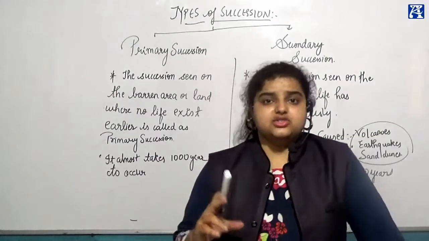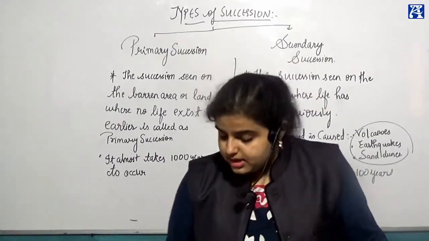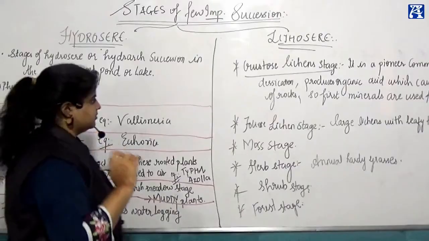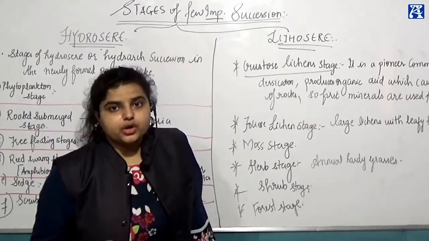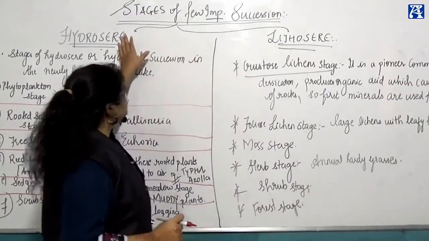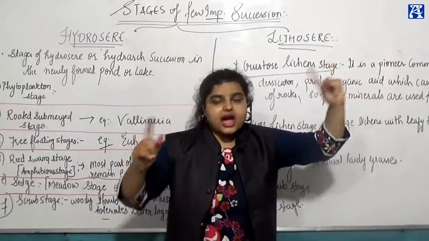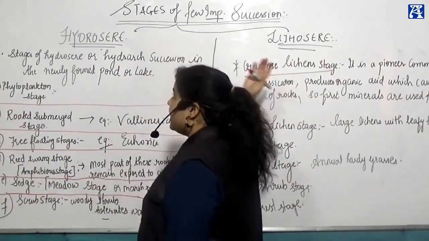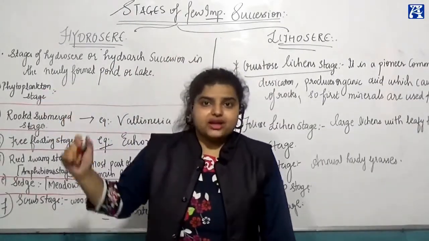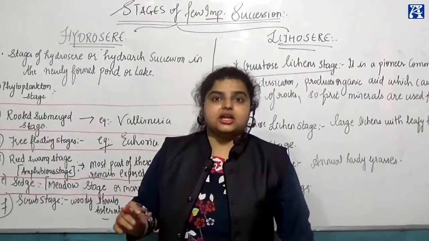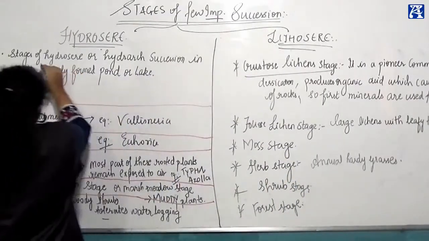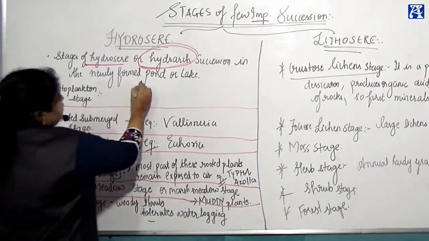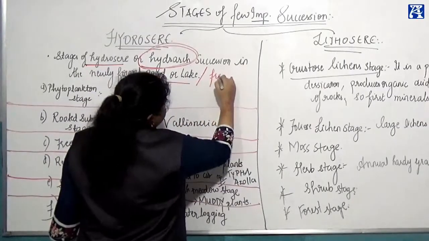Next, we are going to see in depth the stages of hydrosphere. So, we were going to see the stages of a few important successions. And those two successions were lithosphere and hydrosphere. So, in hydrosphere, what happens? Whenever there is succession seen in fresh water, it is said to be stages of hydrosphere, or it is also called hydrarch succession, in a newly formed pond or lake or fresh water.